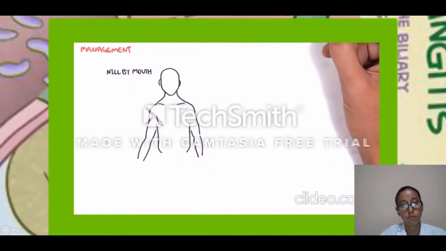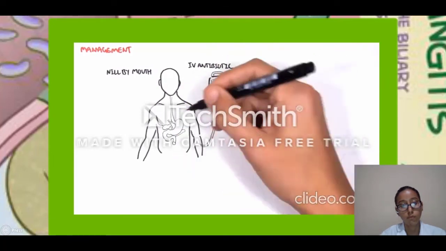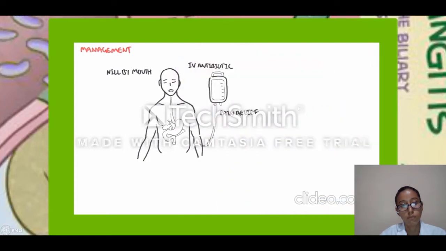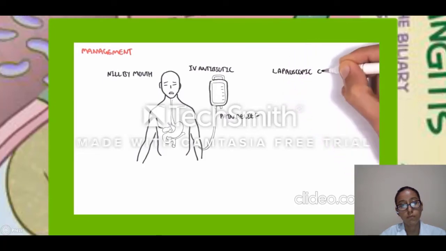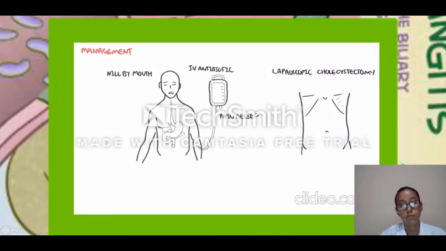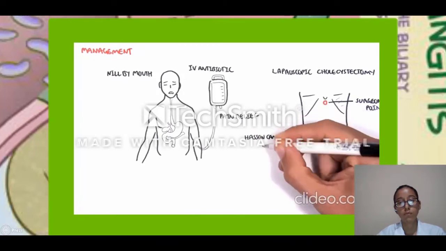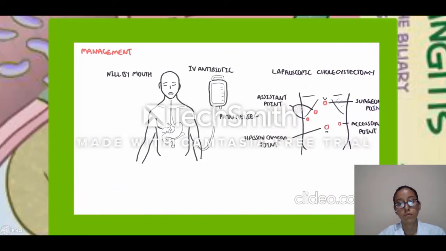The management of acute cholecystitis before surgery is nil by mouth, fluids, and IV antibiotics, pain relief with analgesia. Surgery can be done laparoscopically or open. Laparoscopic cholecystectomy is done over open cholecystectomy. In laparoscopic cholecystectomy, there are a few ports or holes in the abdomen that can be made. These include the surgeon point under the xiphisternum, the Hasson camera point, assistant point, and the accessory point.